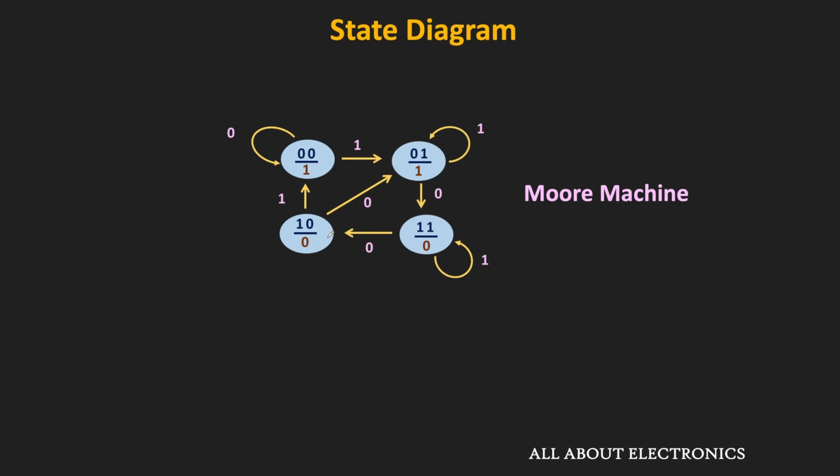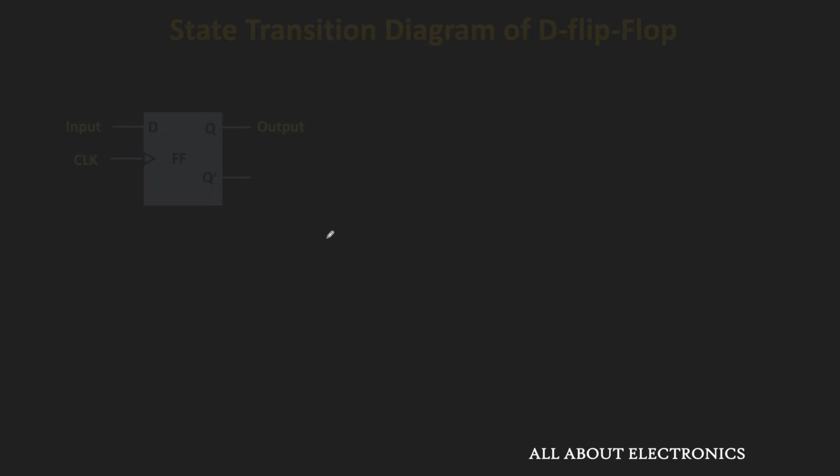Now let us see, if we have been given any sequential logic circuit, how to draw its state diagram. First, let us see the state diagram of the very basic memory elements using which we build these sequential circuits, that is, the flip-flops. Let us see how to represent the behavior of flip-flops using the state transition diagram. We will start with the D flip-flop.